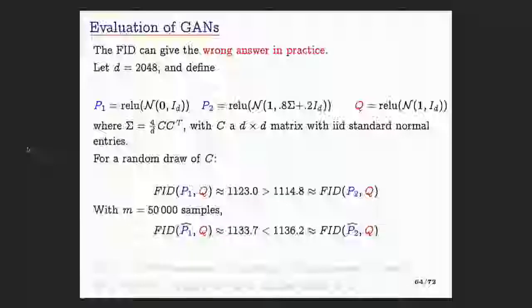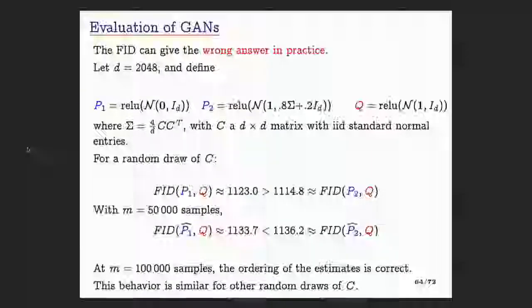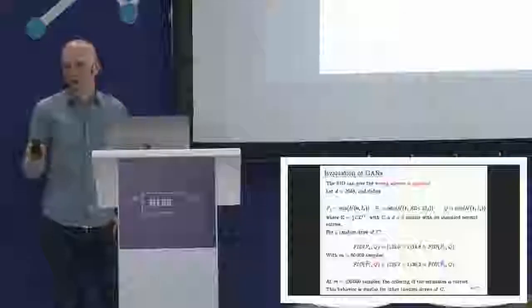And FID for P1 is going to be bigger than FID for P2. So this is, with infinitely many samples, P1 is the worst model. But if I give it just 50,000 samples, P1 is a better model. But then if I give it 100,000 samples, it switches order. So this is a case where it's not only the absolute value of the FID that depends on how many samples you've seen, but the ordering of the preferred model can also switch. So if you've seen too few samples, you might prefer the wrong model over the right one.